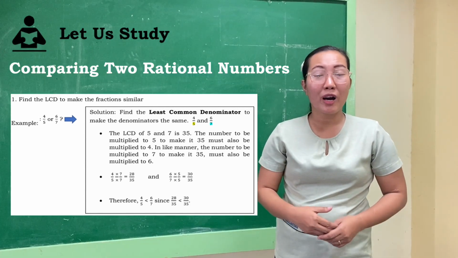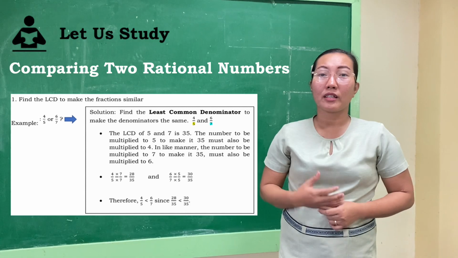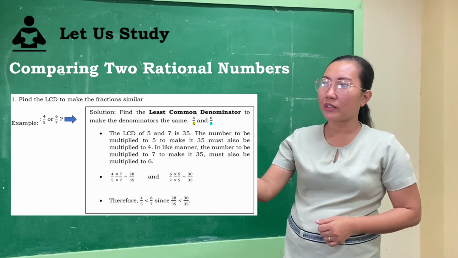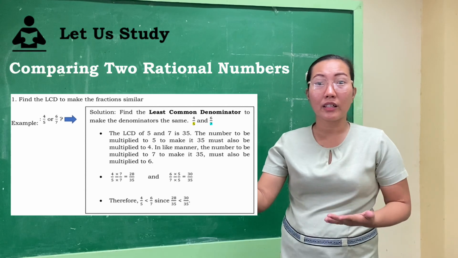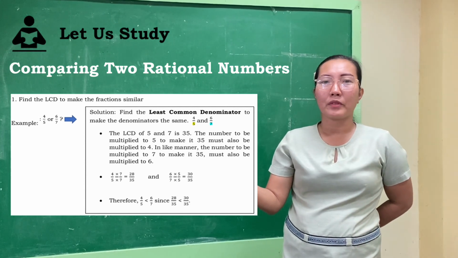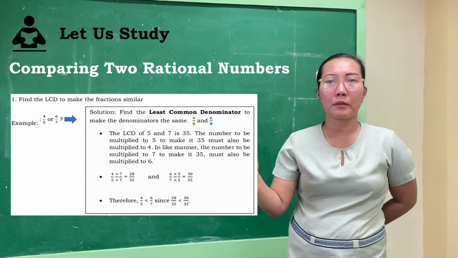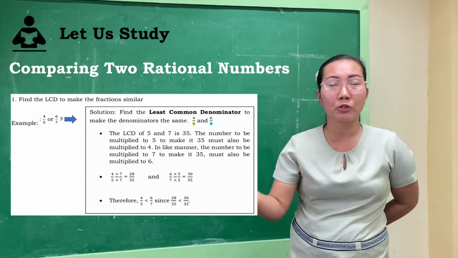And now let's look at the second fraction, which is 6 over 7. Remember, our denominator is 7, and our LCD a while ago is 35. So can you find a number that can be multiplied by 7 to make it 35?